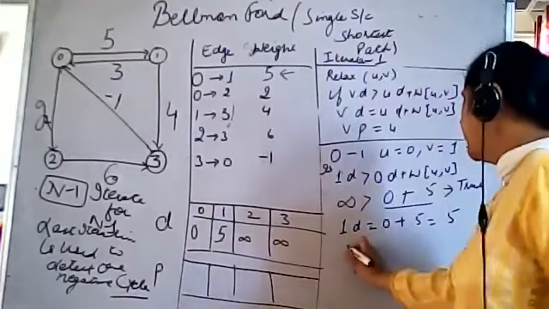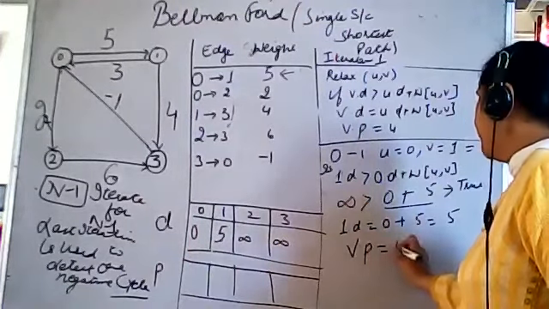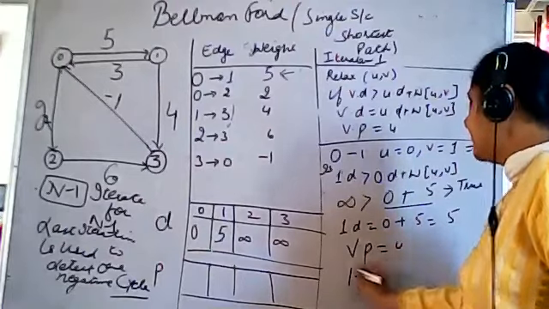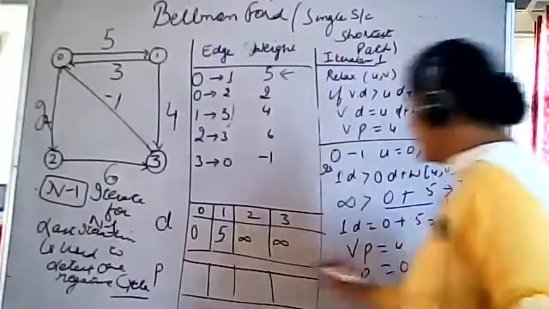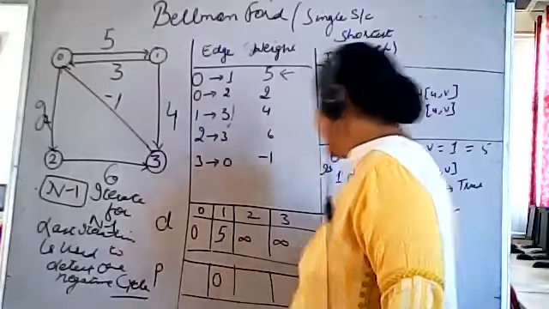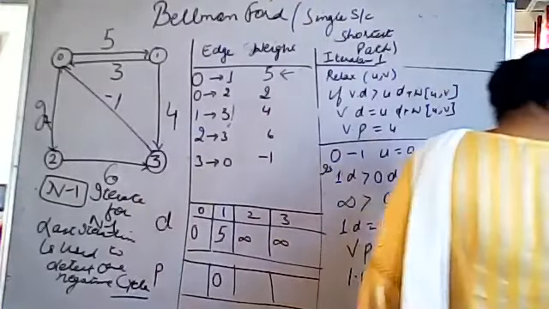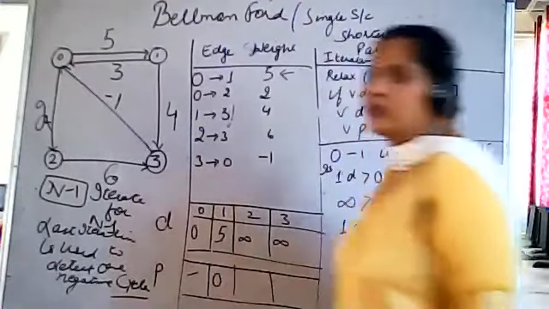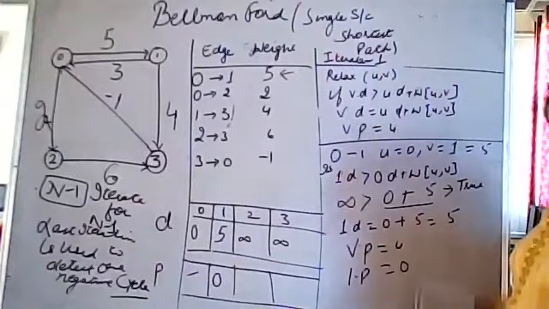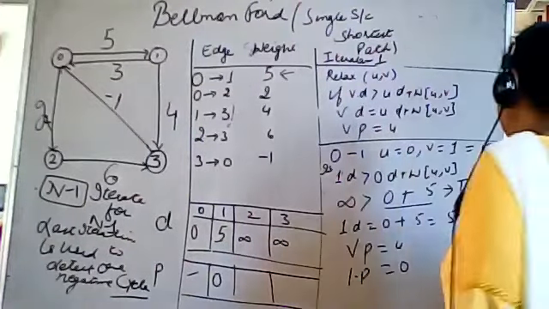Now v dot p is equal to u. 1 dot p, 1 ka predecessor p kya hoga? 0. So you will put 0 here. Fine, you will put 0 here, and 0 ka predecessor koi nahi hai, so you just put blank here. Fine, so is tarah se aapki calculate hogi.